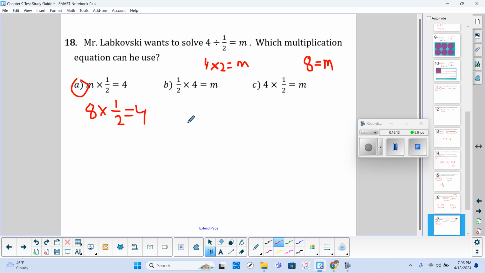Let's just check the other ones. 1/2 times 4, half of 4 is 2. Well, that's not what m is. M is equal to 8, so this one's out. How about 4 times 1/2? Well, it's just the reverse of 1/2 times 4. It's also going to be equal to 2. So this one is also false, so the only one that works is this first one, choice A.